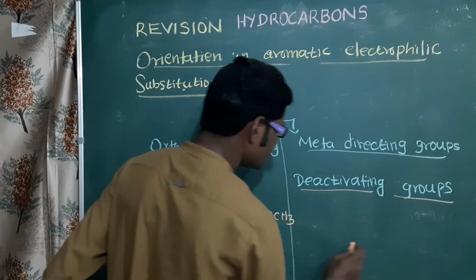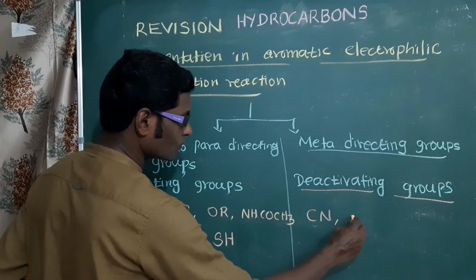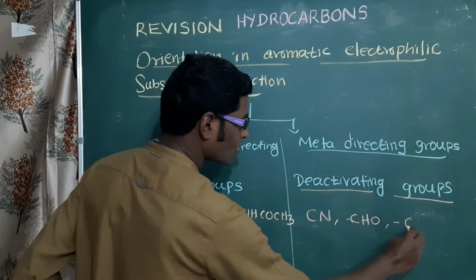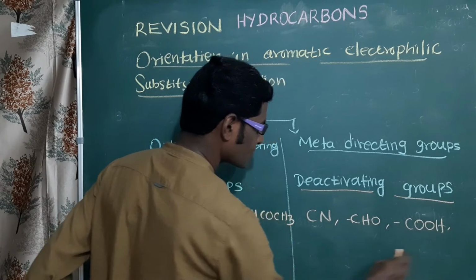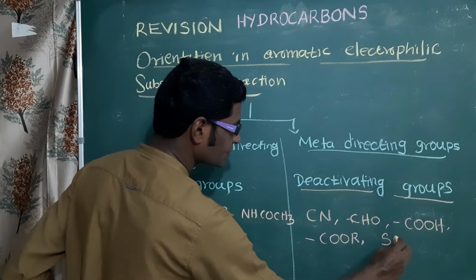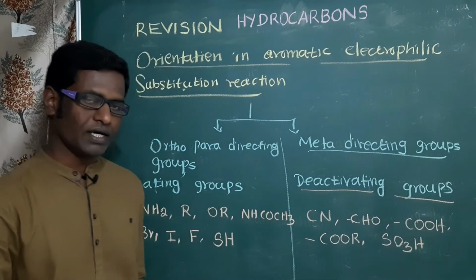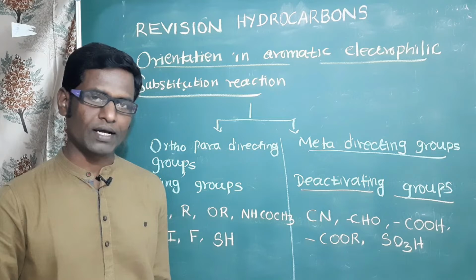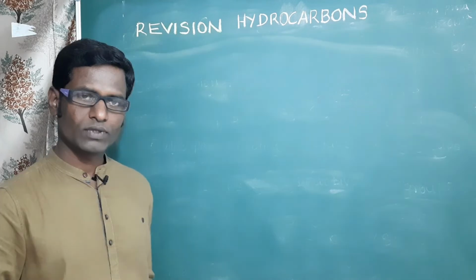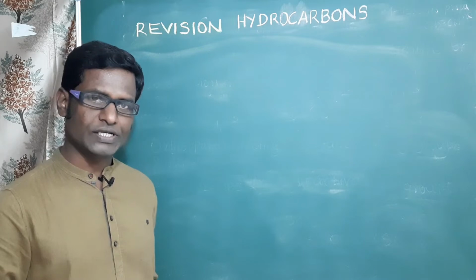Meta directing groups decrease the electron density in ortho and para positions, so they are called meta directing groups. Examples: cyano, CHO aldehyde group, carboxyl group COOH, ester COOR, SO3H. These groups decrease the electron density in ortho and para positions, so the incoming electrophile is oriented towards the meta position. This ortho-para orientation I will explain through the resonance structure of phenol.